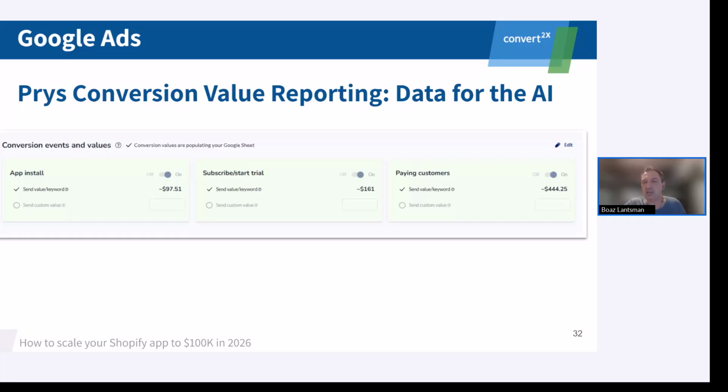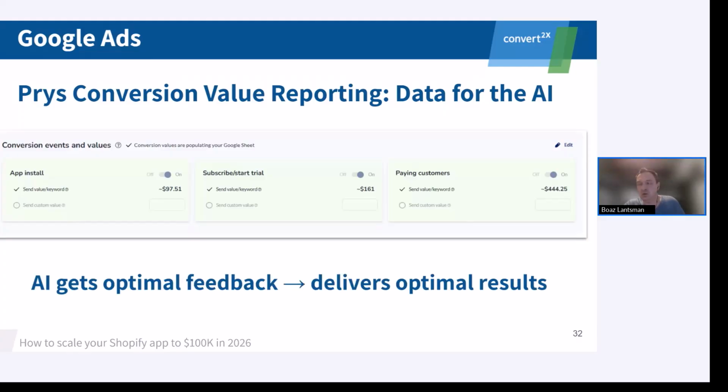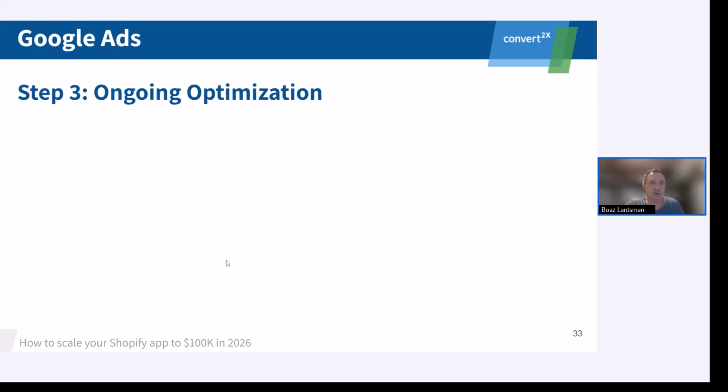What Prys does is it calculates the value per each specific keyword, and it sends the exact values to Google AI. And when the AI gets the optimal feedback, the AI delivers optimal results. So that's how it works.